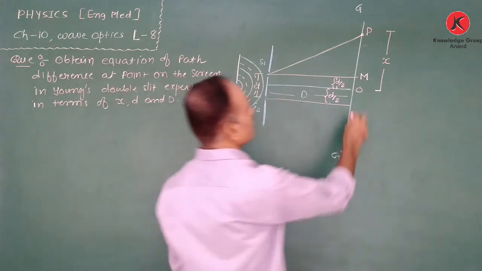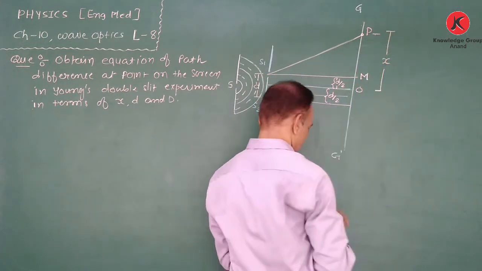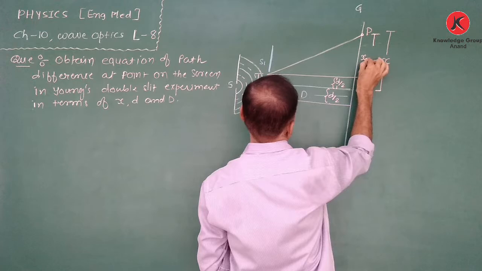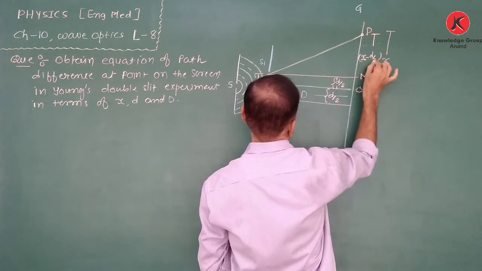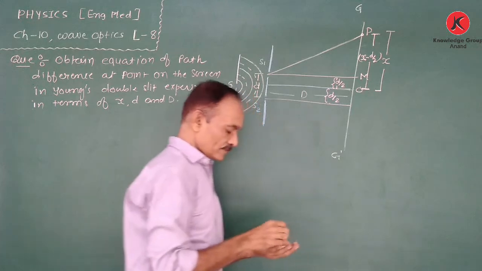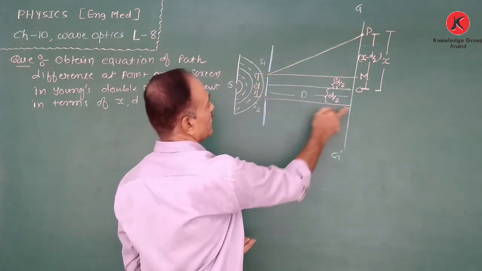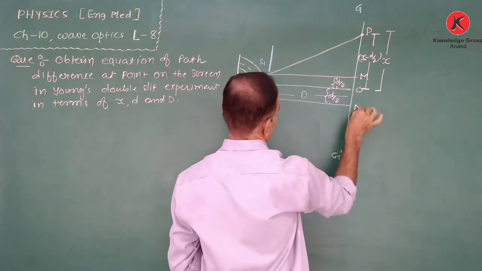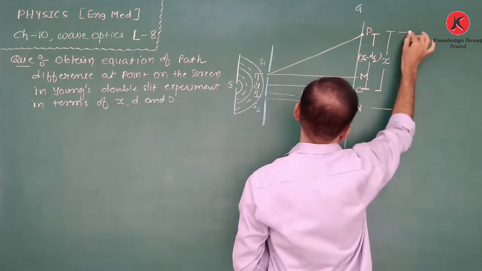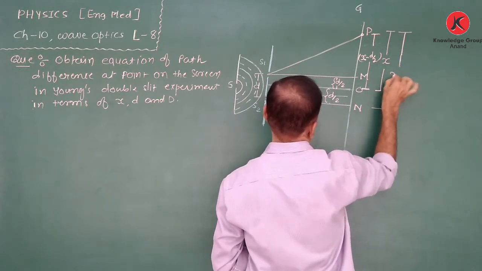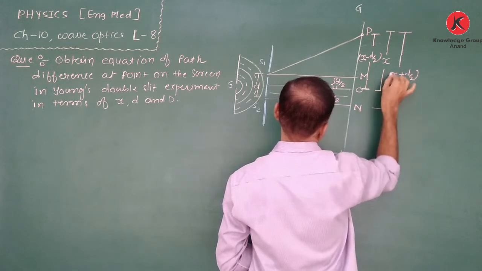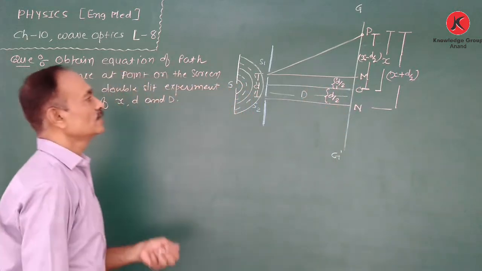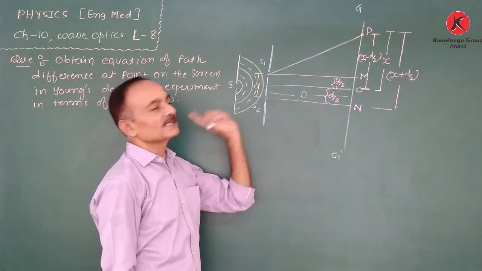Now, what is the distance of P from the foot of the perpendicular from S1? This distance is our total x minus d by 2, from O. In a similar way, we draw the perpendicular on the screen GG dash from S2, that is our N. The distance of N from P is x plus d by 2, because that is up to O to P, x plus d by 2. So that is the diagram of our Young's double slit experiment.